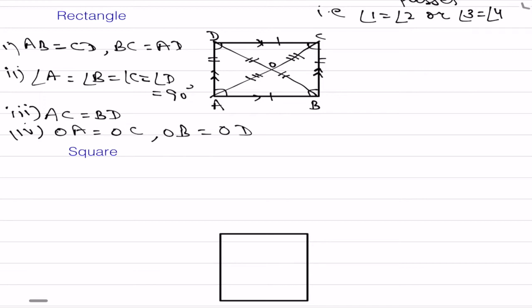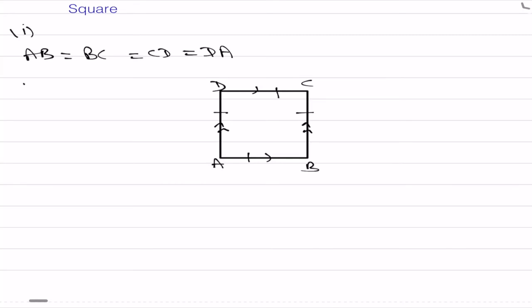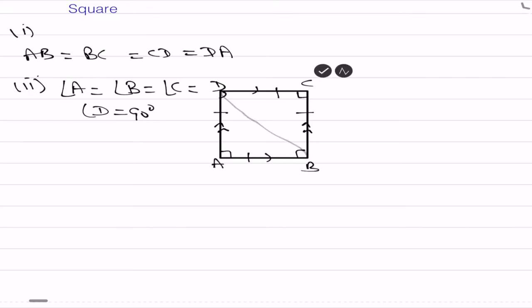The next is a square. Square again, the opposite sides are parallel as it's also a type of parallelogram, and in a square all the sides are equal. So AB is equal to BC is equal to CD is equal to DA. Got it? Second, everybody knows this property, all the angles of the square are 90 degrees. Third property, the diagonals are equal. First thing, the diagonals of the square are equal.